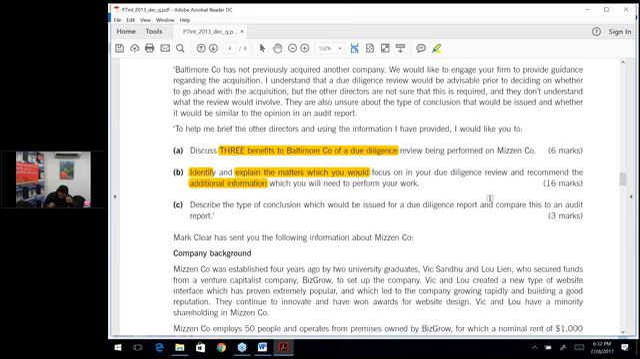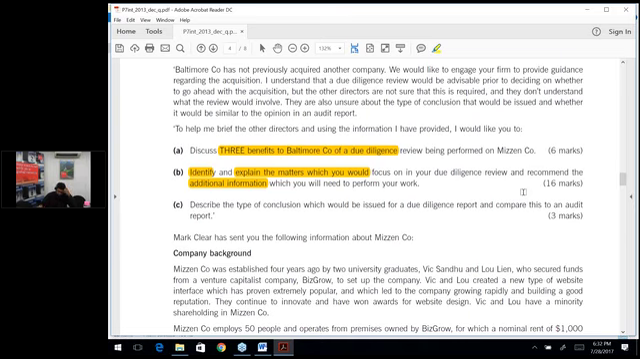And rightly describe the type of conclusion which would be issued for a due diligence report and compare this to an audit report. So if I could just recall that whenever we talk about the due diligence report, the type of opinion that we actually submit is the negative form of conclusion, which states that nothing has come to our attention that causes us to believe that the financial statement does not give a true and fair view. Whereas in the audit report, we say that financial statement give a true and fair view. It's a positive form of conclusion.